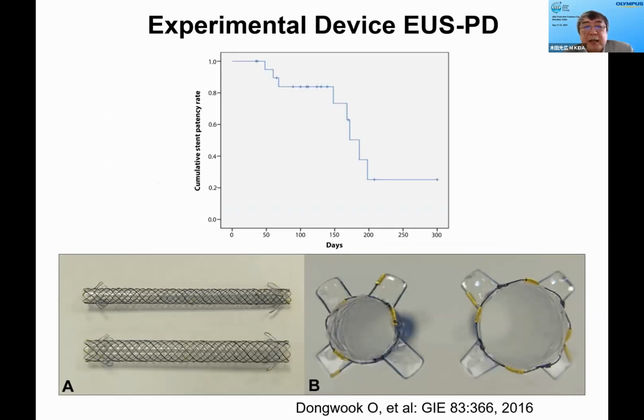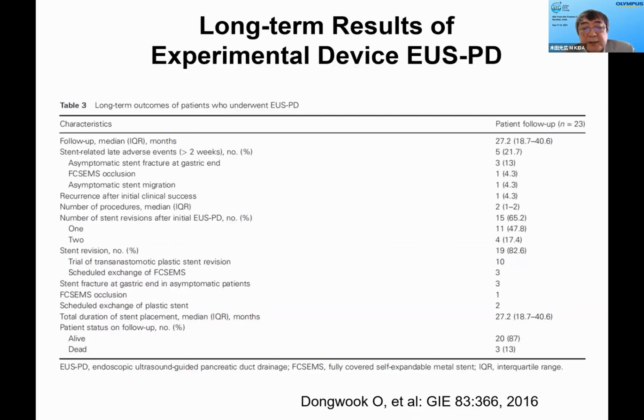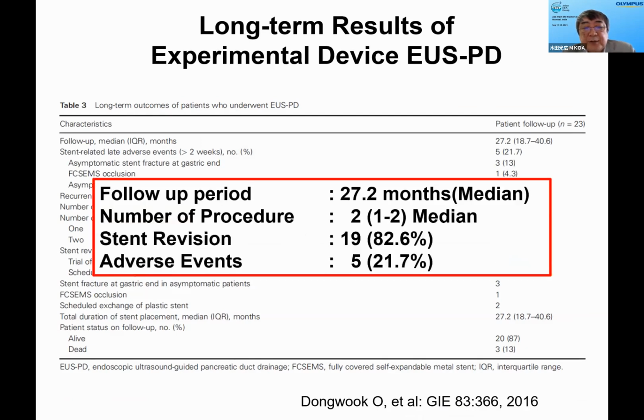So this is from Korea, Dongwook. They reported an experimental device with a metallic stent for EUS-PD. The stent patency is around 180 days. Dongwook also reported the long-term result of the metallic stent. The follow-up period was 27 months. The number of procedures was 2 times, and the stent revision rate was 82%. The adverse event rate is still 21%.